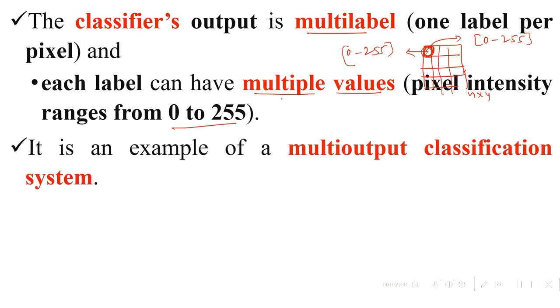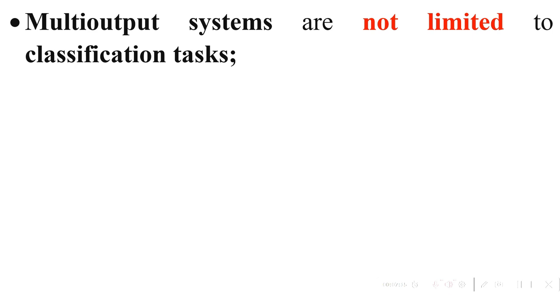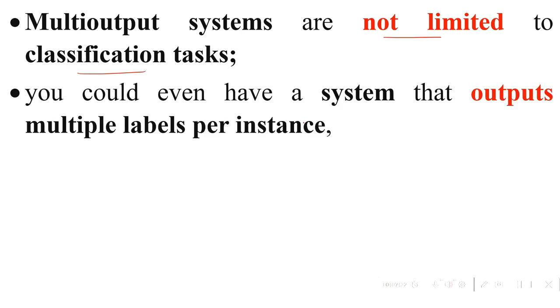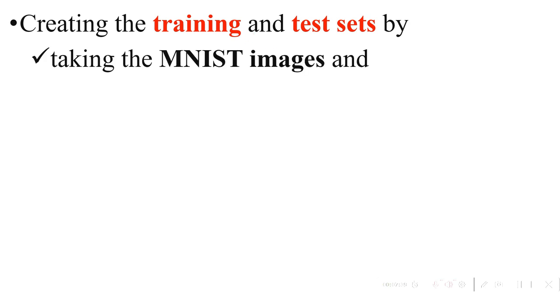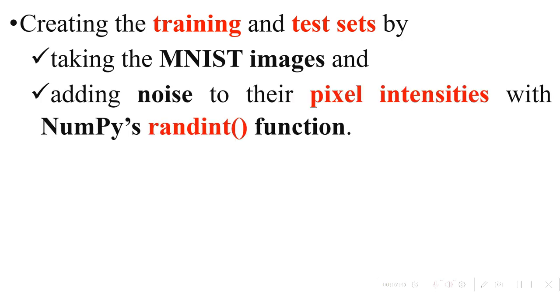So it is an example of a multi-output classification system. Multi-output systems are not limited to classification tasks. You can have a system that outputs multiple labels per instance, including both class labels as well as value labels. So we create the training and test sets by taking the MNIST images and adding noise to their pixel intensities with the NumPy randint function.